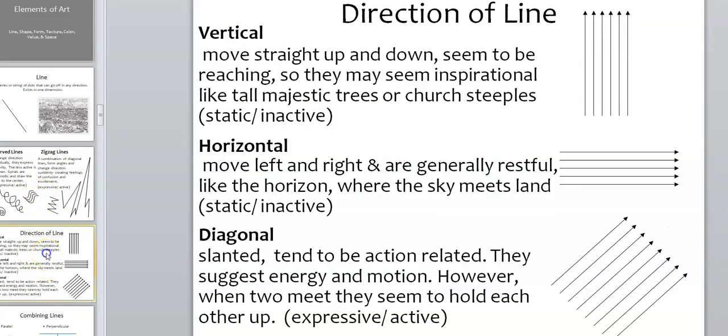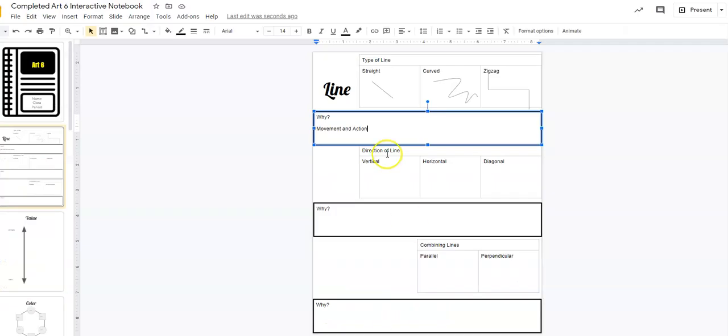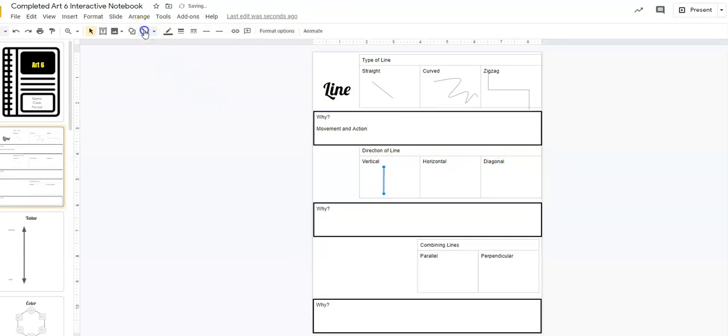We're going to go over to direction of lines. We have three main directions. You can do vertical, straight up and down, horizontal, side to side, and diagonal is going to be anything that is not vertical or horizontal. So now we can go back over to our notes. Look at that, vertical, horizontal, diagonal. This time we're going to go to just a regular line, vertical, straight up and down, click line again, side to side, and diagonal. There's our three lines.